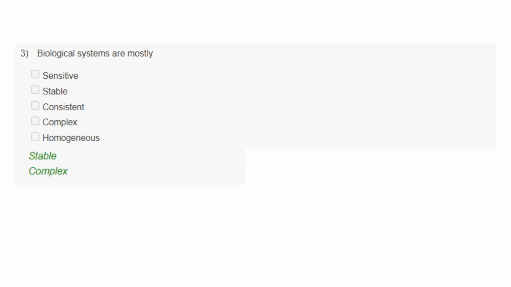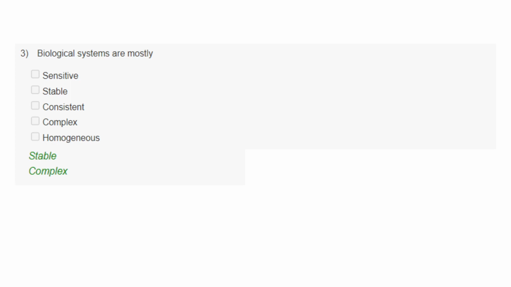So the question is, biological systems are mostly, this is also a multiple answer question, correct? So sensitive, is it? No, because biological systems, as I said, are very robust and resilient in nature. It is not sensitive to small perturbations. It can maintain its own state, and it is not sensitive at all. Stable, obviously it is. Biological systems are stable, that's why we are living.